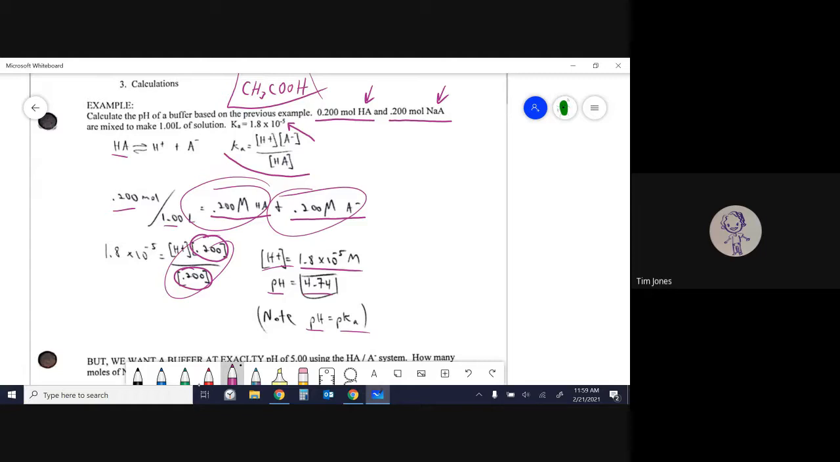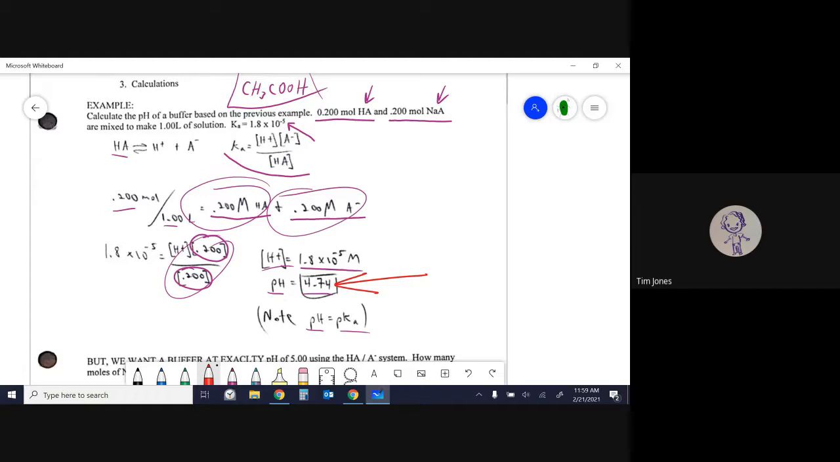And notice our pH is 4.74. So that's pretty good. We chose well. It's close to a pH of 5, not exactly. And depending on what we're doing, that might be good enough. We might be able to just go with this and just make this, as I've stated, and move ahead.